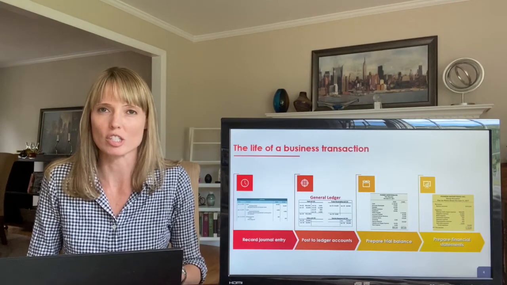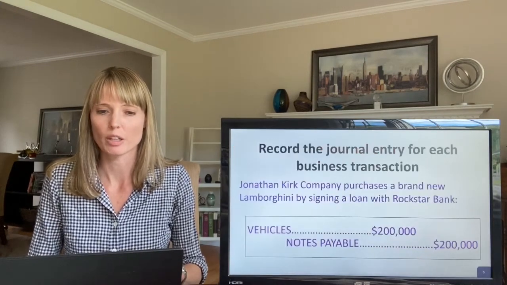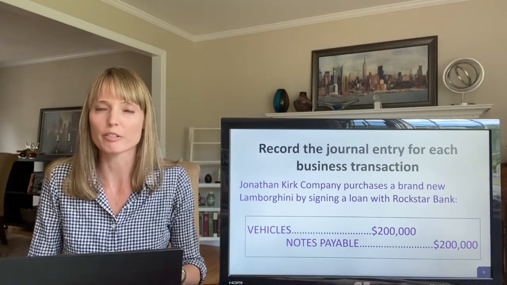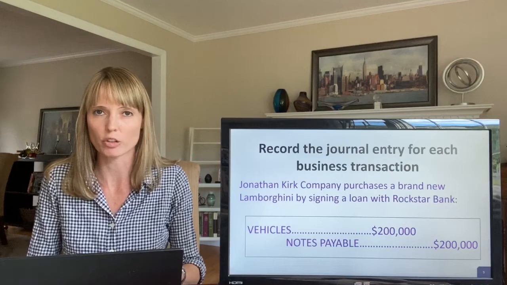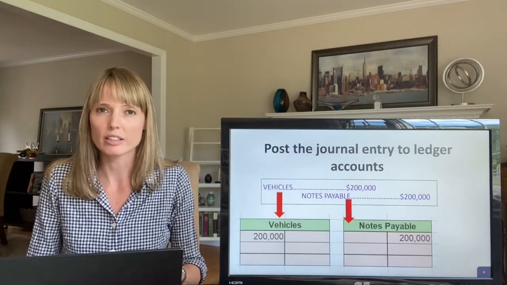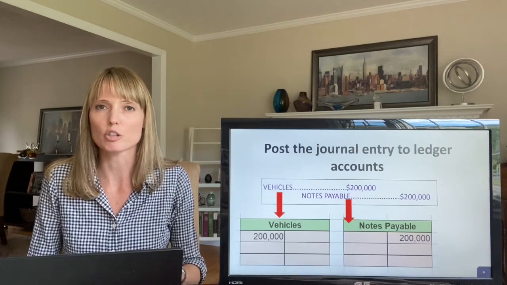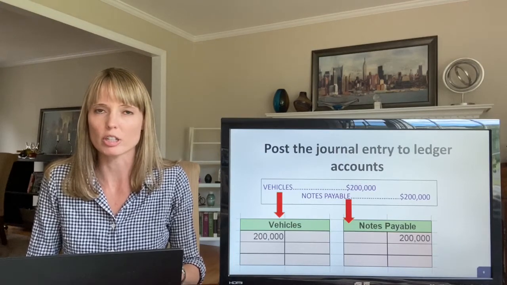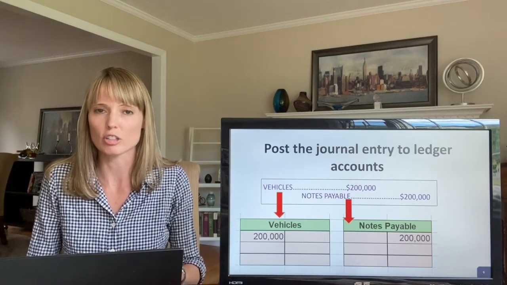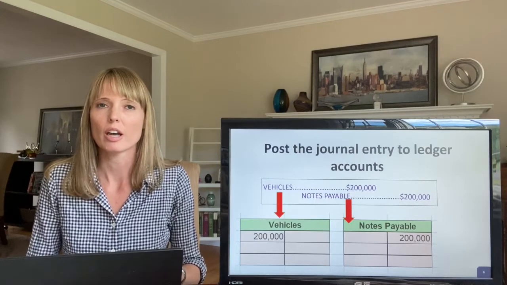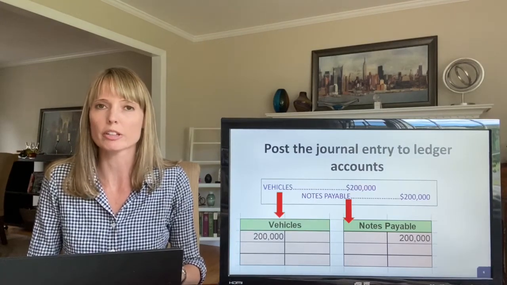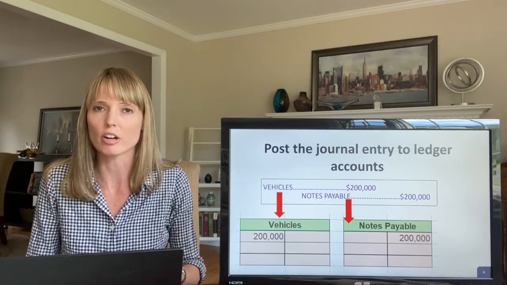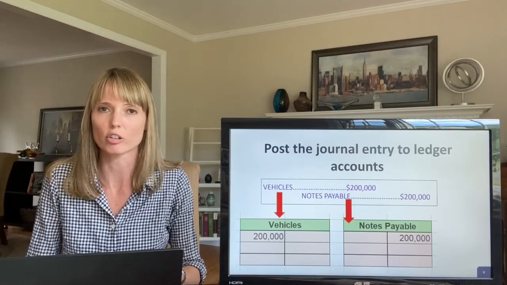Let's review this in just a little more detail. Every time there's a business transaction, we begin by recording the journal entry to capture that transaction. Next, that journal entry gets posted to the appropriate ledger accounts. Remember, the journal entry shows the changes to specific accounts. As the accounting period goes on, many transactions take place and are recorded and posted to the ledger accounts.